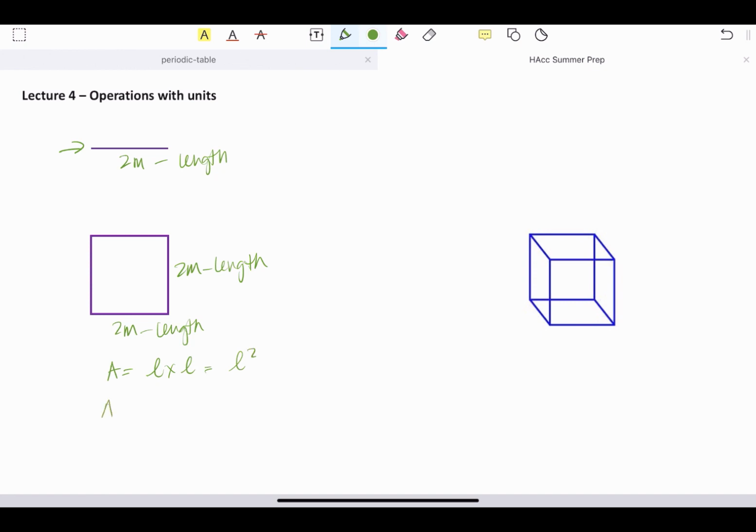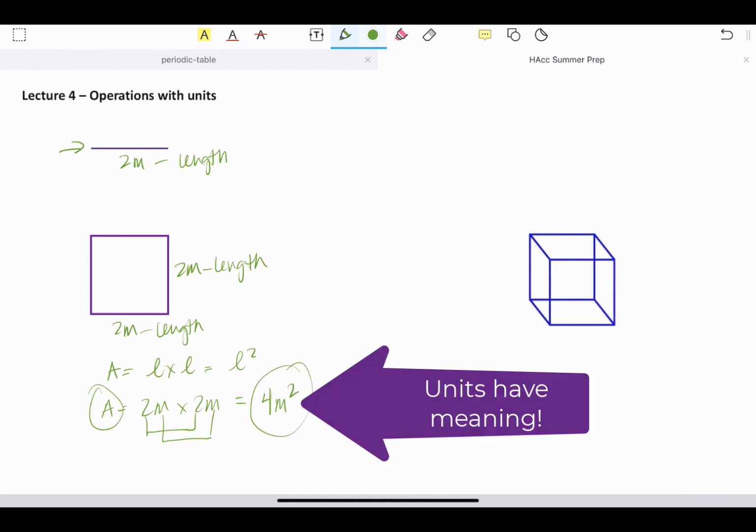Now, if I solve for that, I have 2 meters times 2 meters. Just like when we talked about scientific notation, we carry everything. So I take my 2 times my 2, which gives me 4, and then my meter times my meter, which gives me meter squared as my unit. That makes sense because area is measured in units squared.